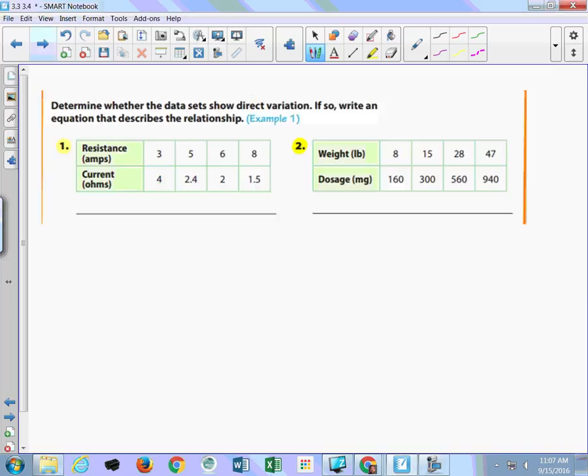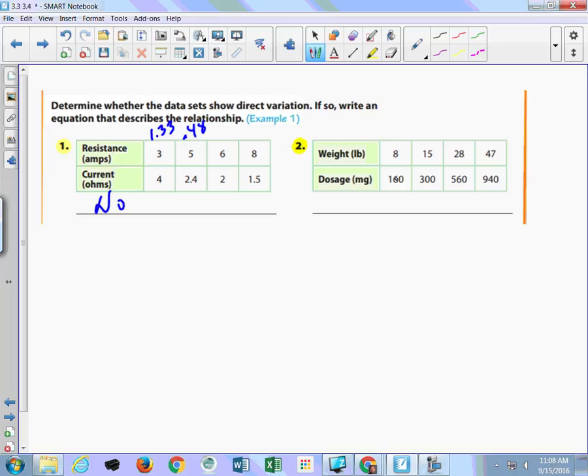All right. Determine whether the data set shows direct variation. If so, write an equation. So just like on your homework, you're just going to take the bottom number divided by the top number. So 4 divided by 3, 1.33. All right, 2.4 divided by 5, that's 0.48. Well, that's different. So this is no, and you don't have to go any further.